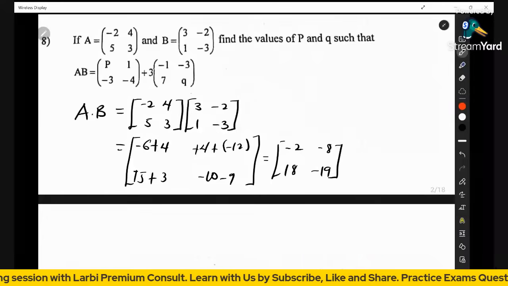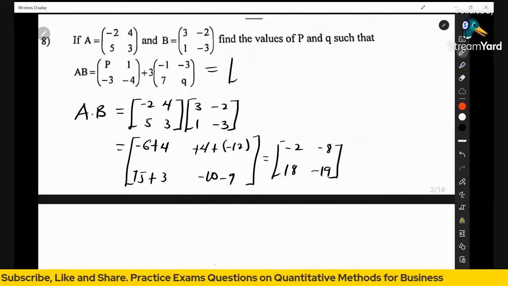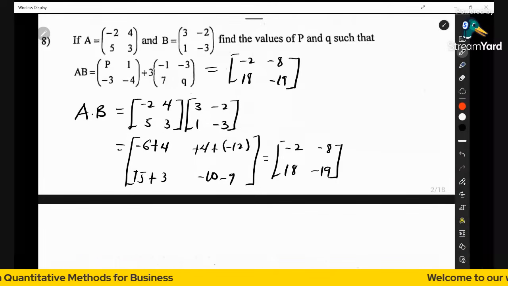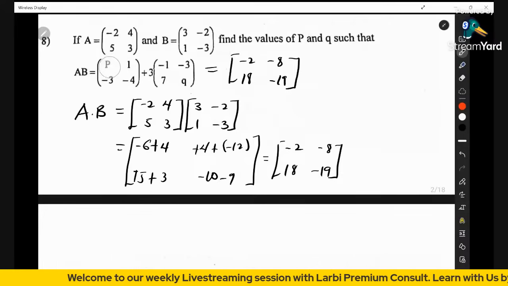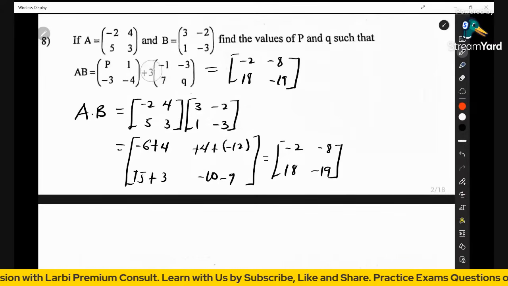So once you have gotten that, let me equate it here. I will have -2, -8, 18, -19, right? So this is what we're going to do. I'm comparing this to this. You see the P where it is, so there's the entry for P. Its correspondence is that of -1 and that of -2. But remember, we have a scalar multiplication of 3 here. So you also need to take note of that.